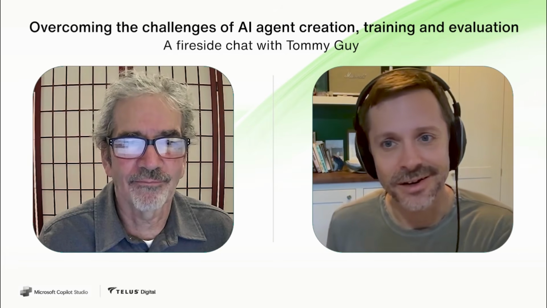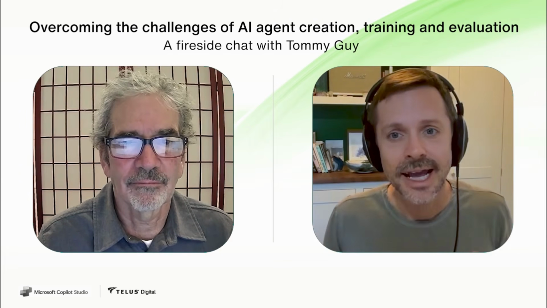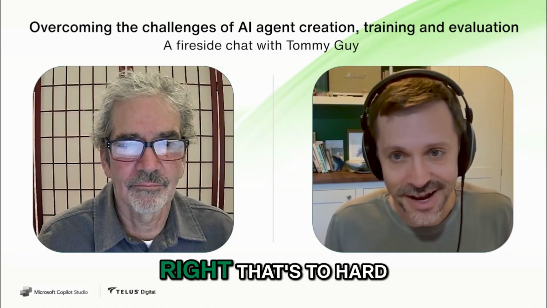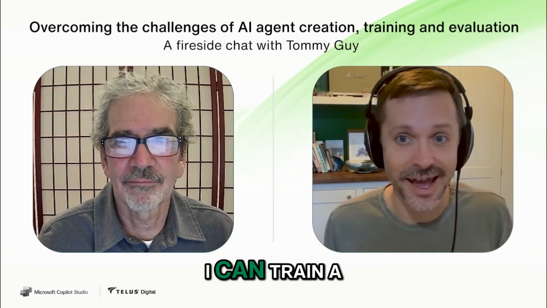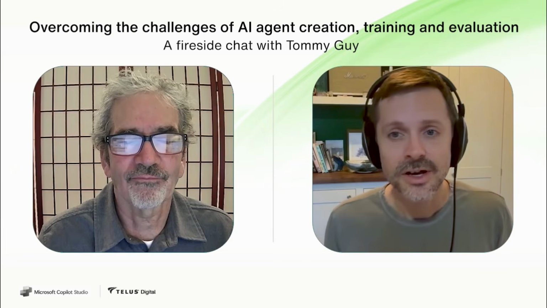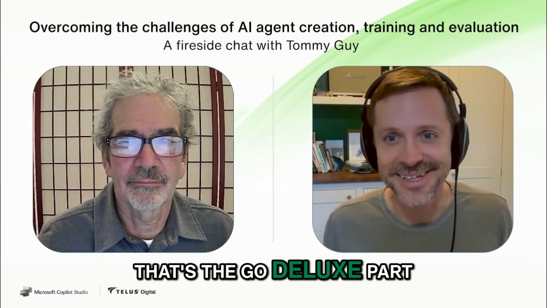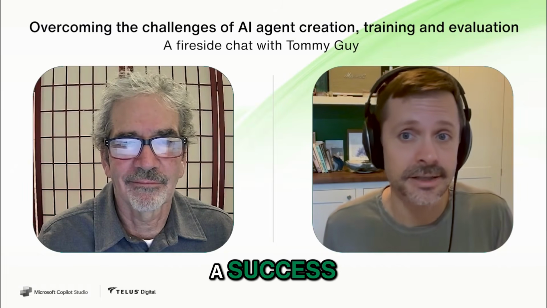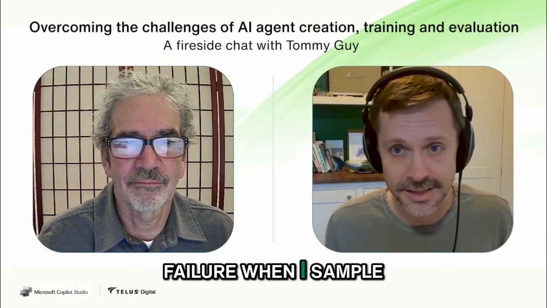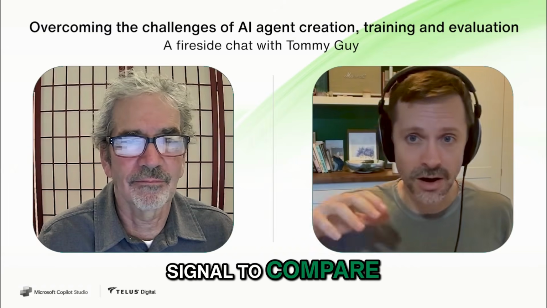I can't actually train on that, because I don't have any difference to compare to. If every time I get a fail, that's too hard. I don't have any examples of how to do it correctly, so I can't train a model to do it correctly. So the training data needs to be just right. That's the Goldilocks part. It needs to be just right in the sense that sometimes I get a success, sometimes I get a failure when I sample.